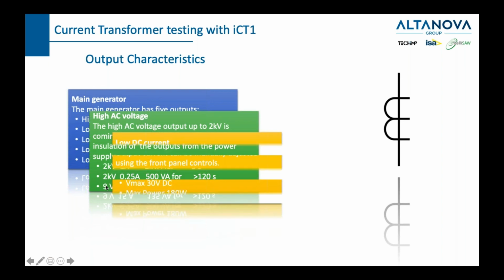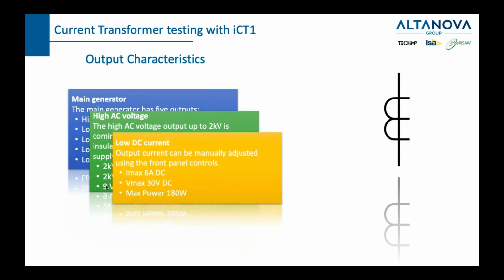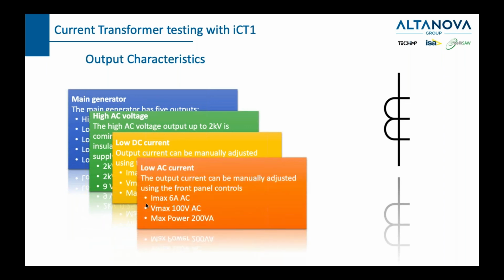Low DC current, which is used, as we said, to test our winding resistance, is maximum 6 amps, and it's important to say that this is pure DC. It's amazing how quickly we can get the results of winding resistance. We have other devices in our portfolio of test sets, but this is the one which measures the resistance the fastest, by far.